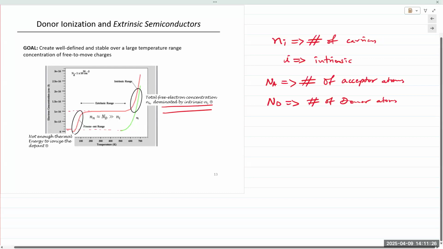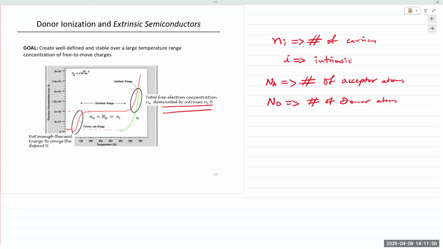Okay, so we stopped here last class. We were talking about donor ionization and intrinsic carriers, and how the introduction of external dopant impurities can change the properties of a semiconductor, right? So this graph here just shows you the relationship between the extrinsic dopants and the intrinsically generated charge carriers.